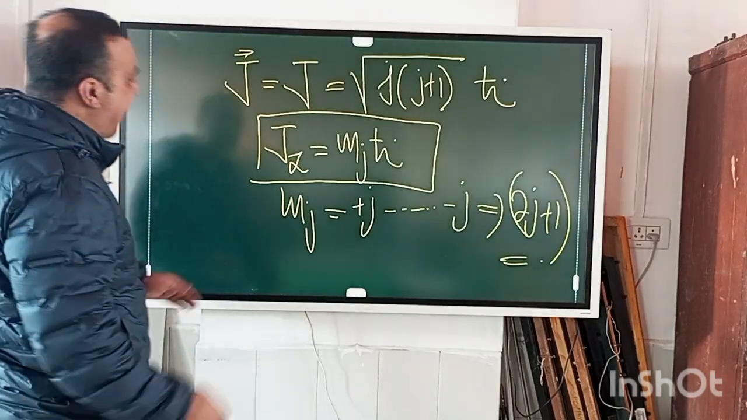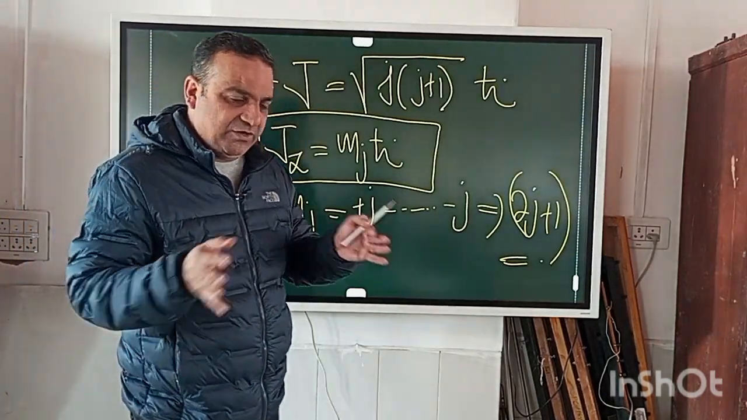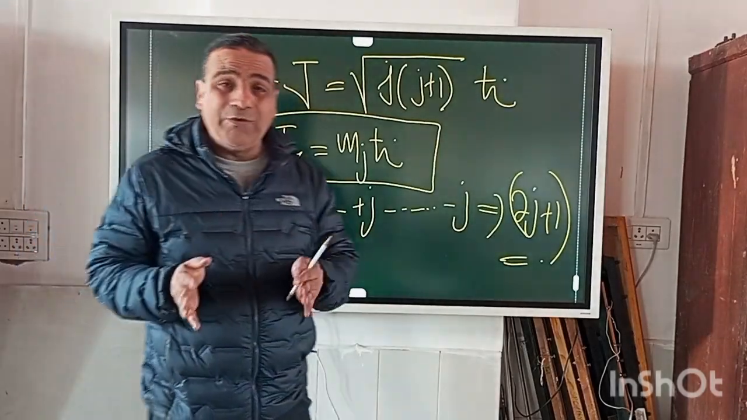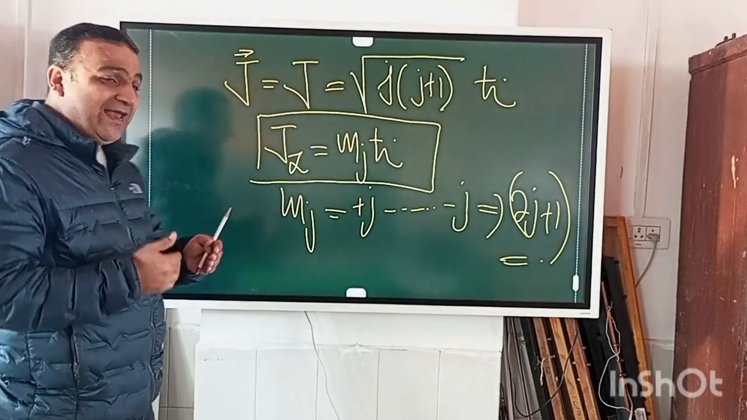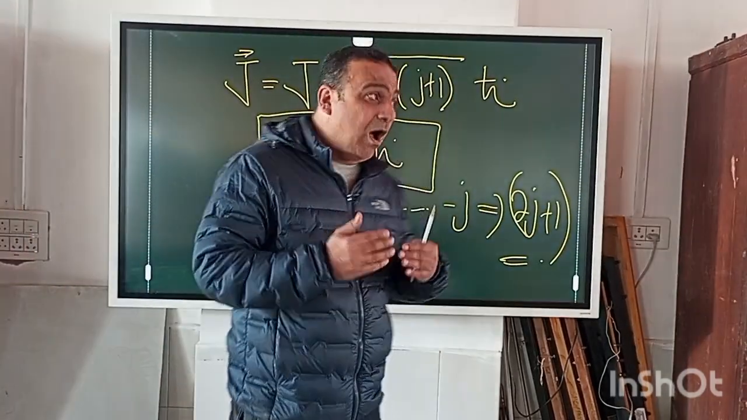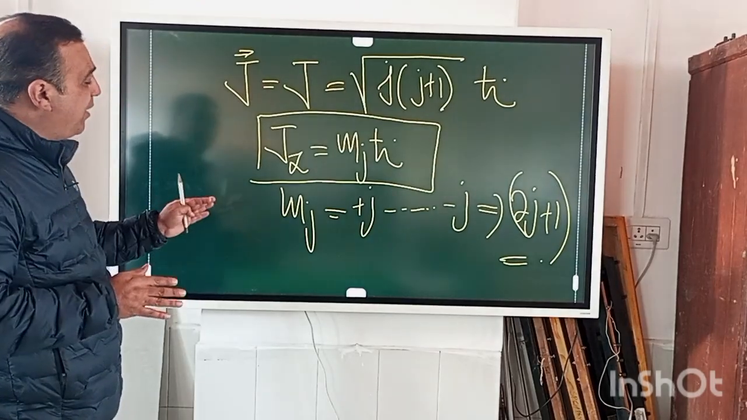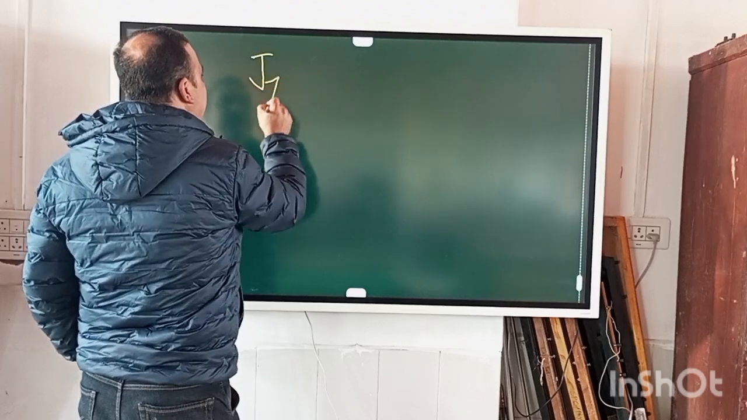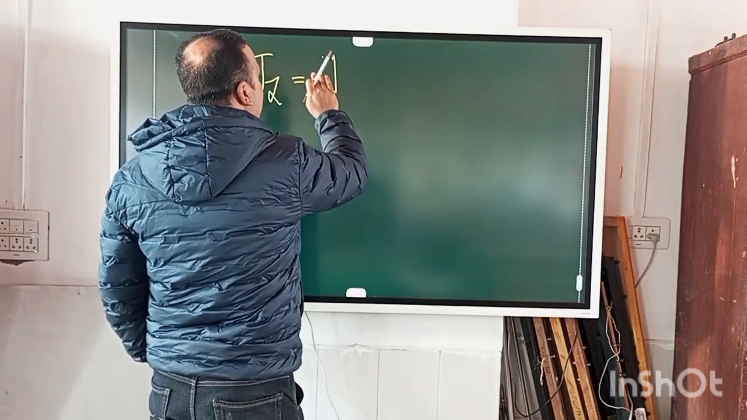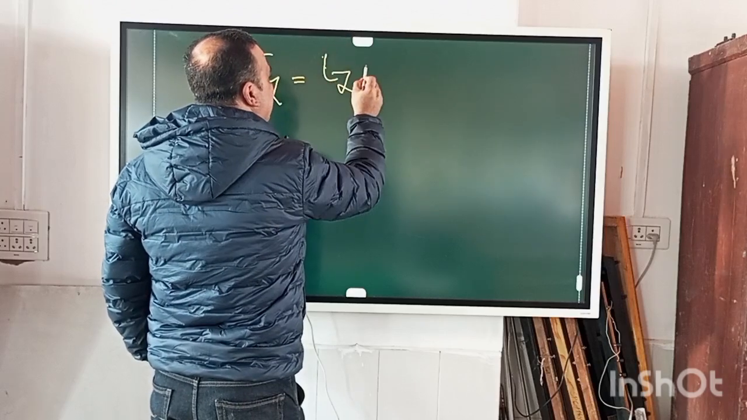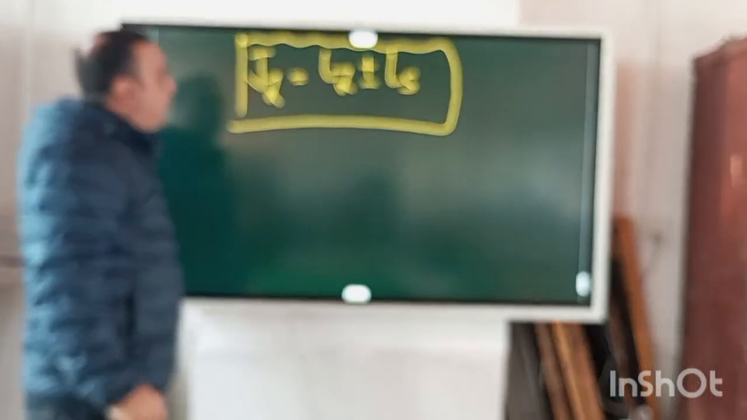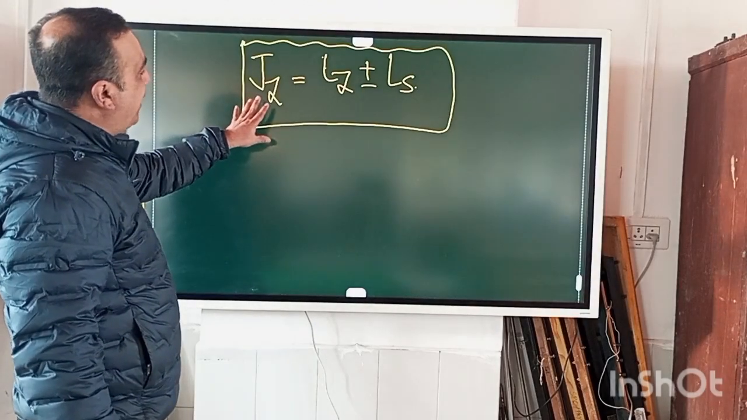Now, we started from vectors, we started from vector j, vector l, and vector s, but now we have been talking about the components of these vectors, say Lz, Sz, and Jz. They are now scalars because we have them as components of the original vectors. So we will have a scalar equation, Jz equals Lz plus minus Sz.